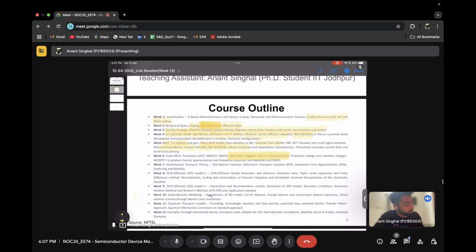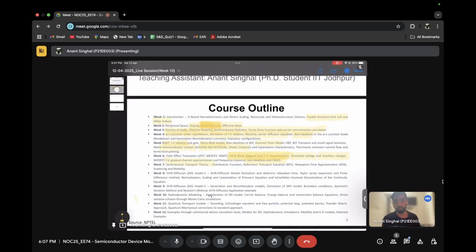Then there are some important terms such as what is threshold voltage, what are the charges, what can it do if there are some interface trap charges, then gradual channel approximation, then the non-idealities. So these are all important. Till week 6, we covered almost everything about the physics of the devices and what kind of devices we are going to deal with.